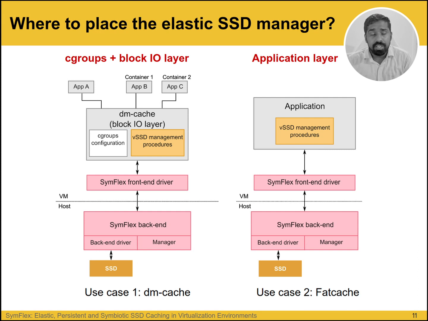Further, SymFlex extended DM-cache to provide support for differentiated provisioning of the VSSD cache across multiple applications. To provide this functionality, we leverage the cgroups subsystem in Linux to specify the weights for proportionate sharing of the VSSD cache across multiple applications. The second use case is FatCache. It is an in-memory key-value store which uses the SSD to extend its capacity. We modified FatCache to support the elastic SSD device.